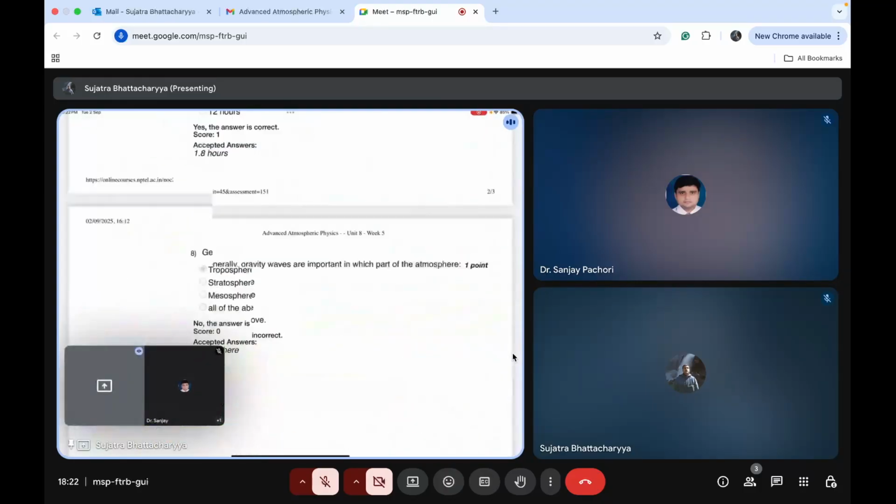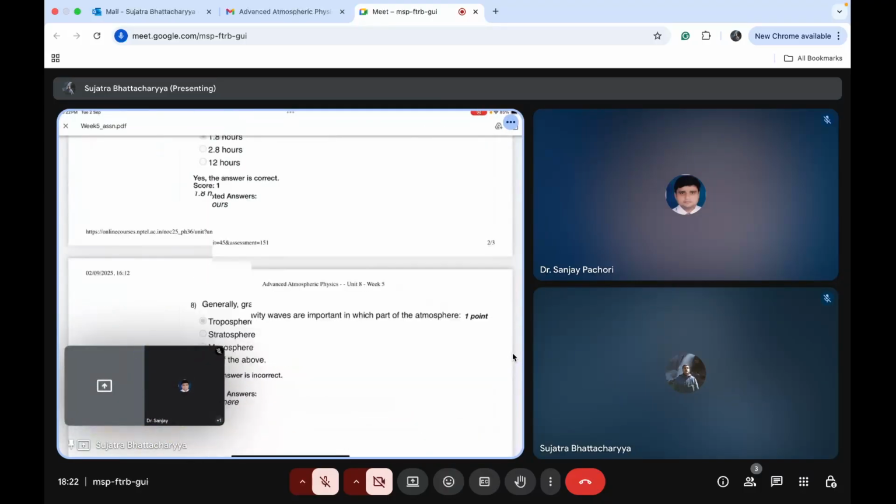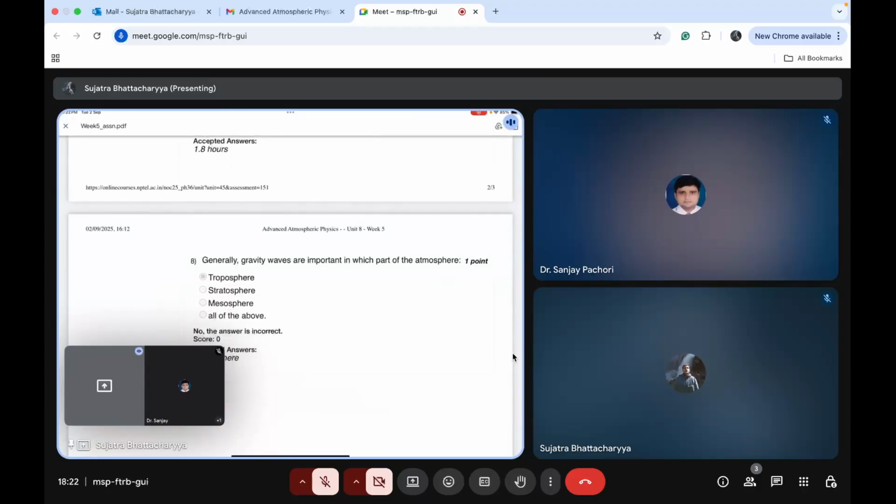Let's go to the next question. Generally, gravity waves are important in which part of the atmosphere? Actually, this is not yet covered. Okay, so we will see this where it is important.